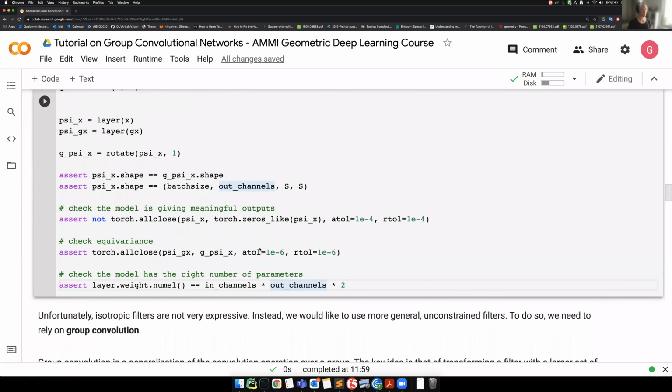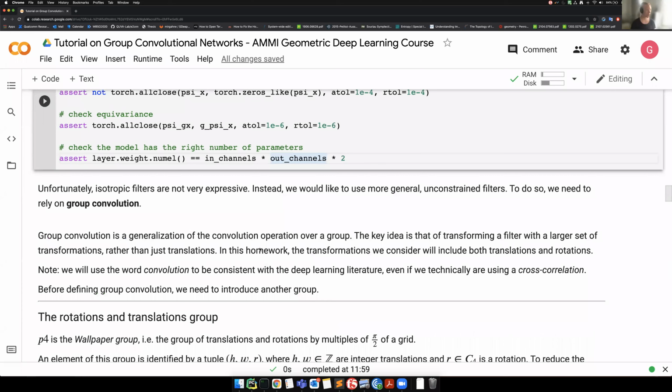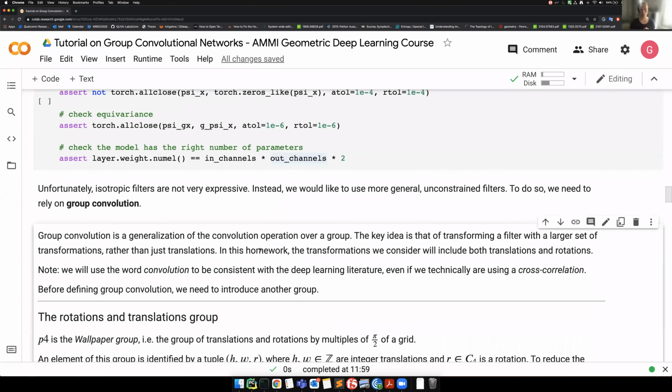So as you can imagine, these filters are not really powerful, because they are quite limited. Rather than having 9 learnable parameters, you have only two. You can only learn a subset of all possible filters. We will see later that this is a problem, but you can already imagine that we generally don't want this. We want to use a bit more powerful filters. To do this, we need to rely on the concept of group convolution.